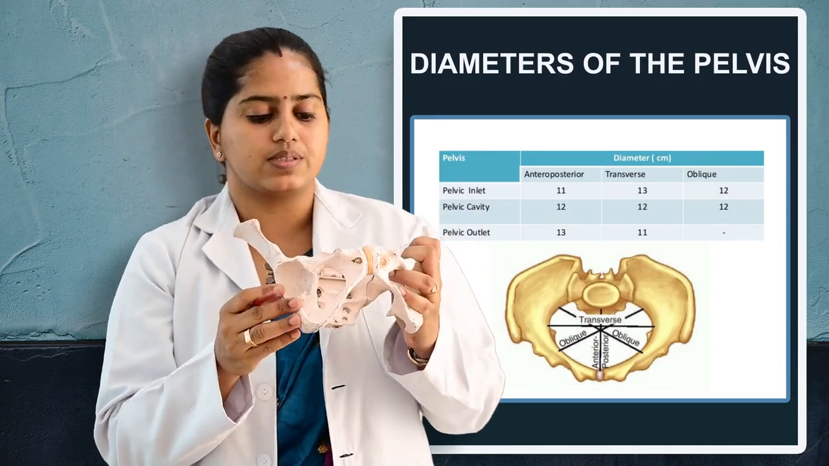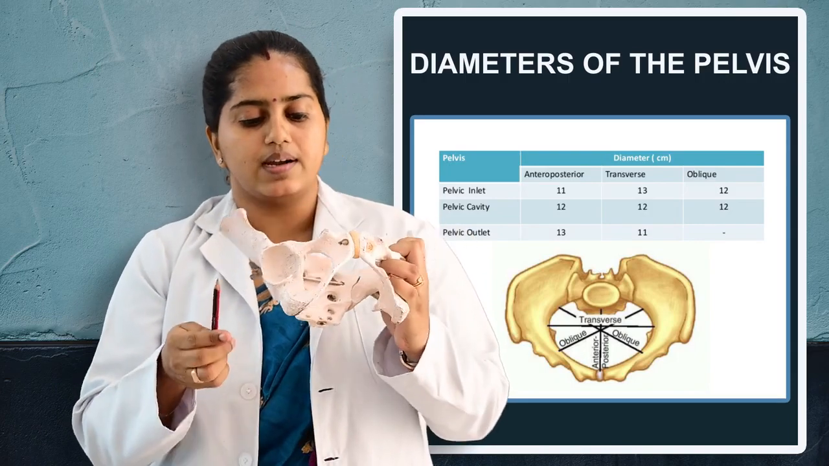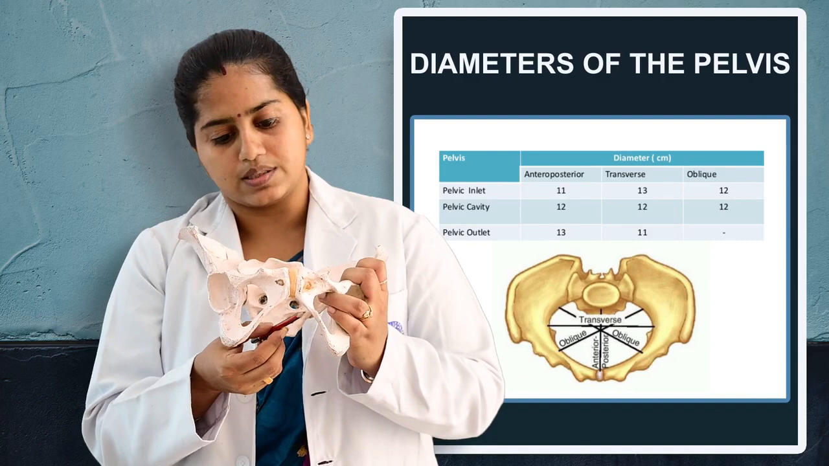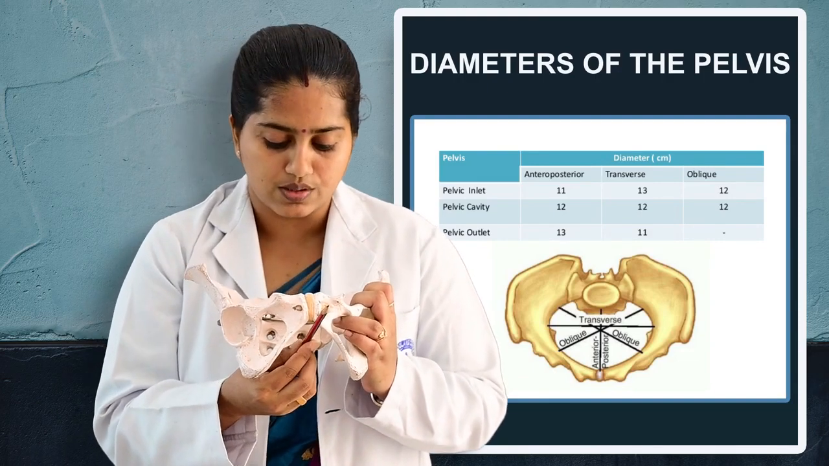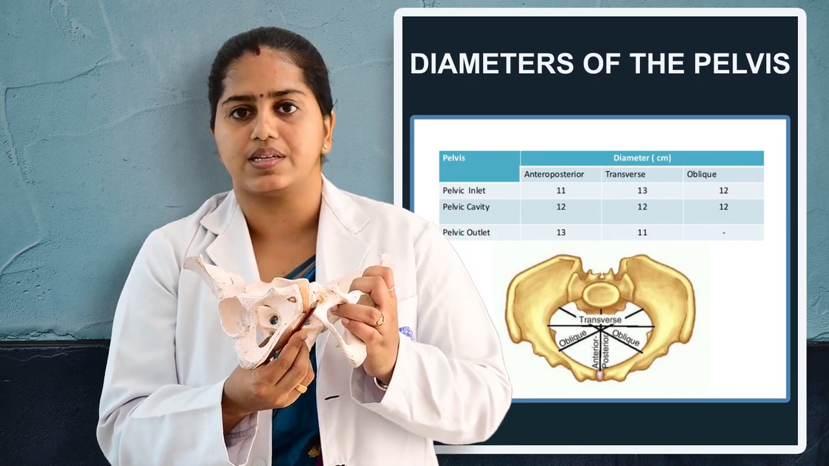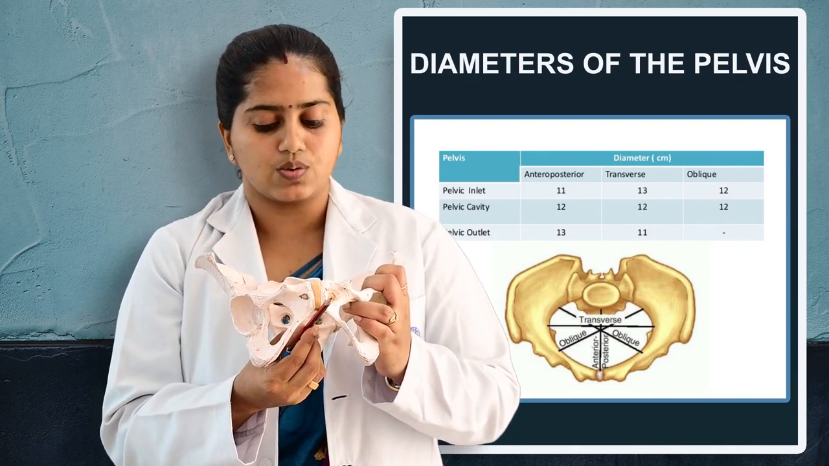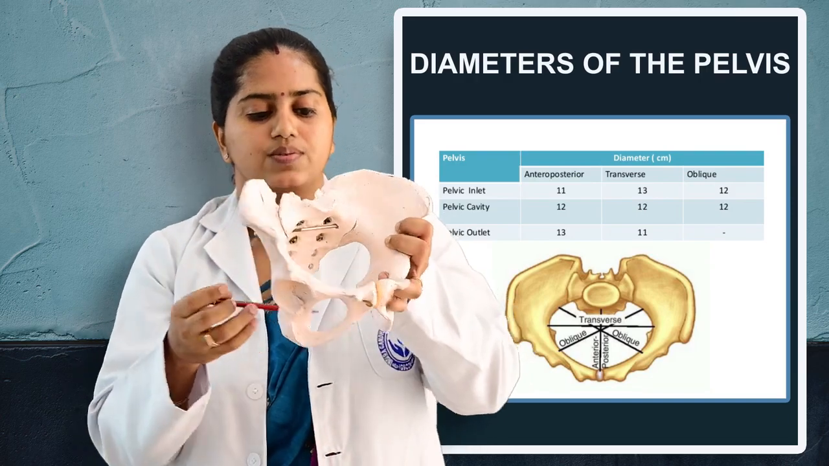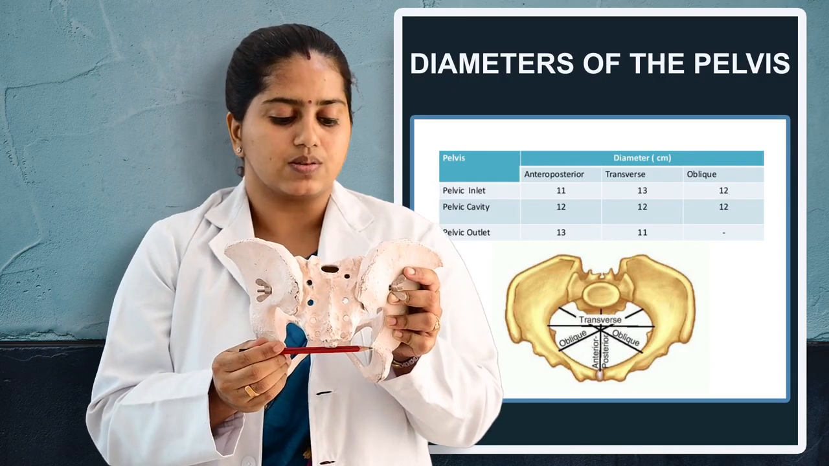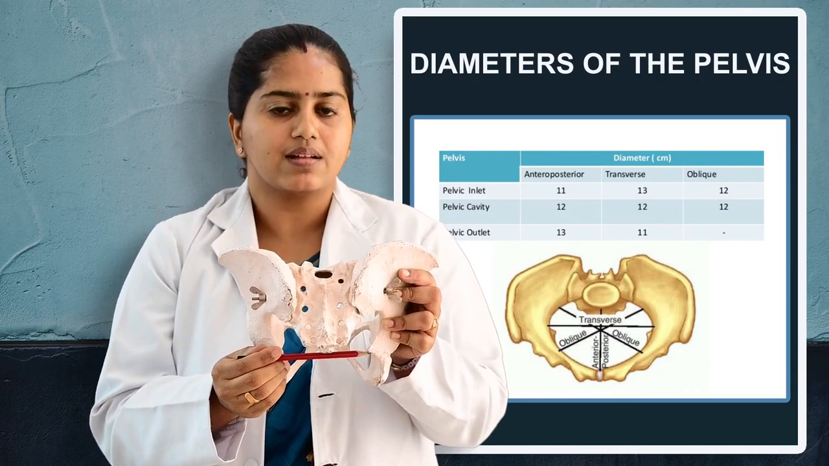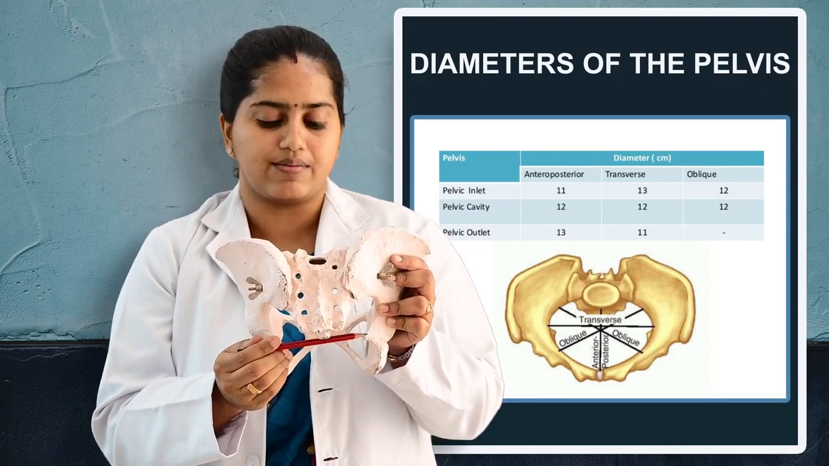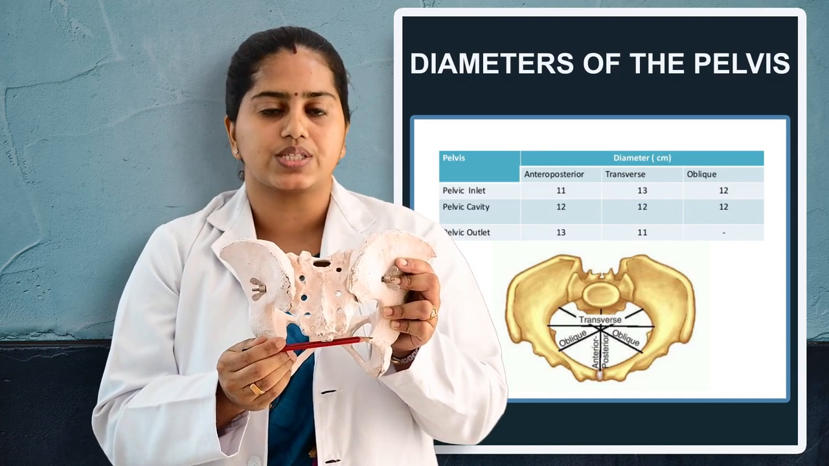In the outlet, the anteroposterior diameter runs from the lower part of the symphysis pubis to the sacrococcygeal joint. That is the widest diameter, 13 cm. Then next is the transverse diameter, the diameter that lies between the two ischial spines. Transverse diameter is 11 cm.